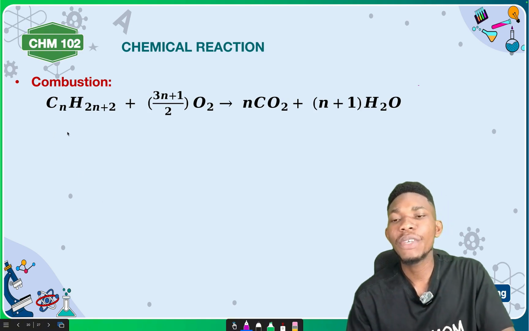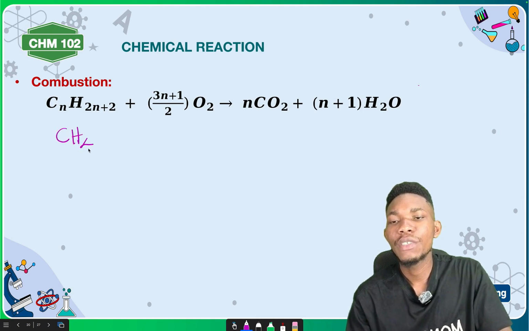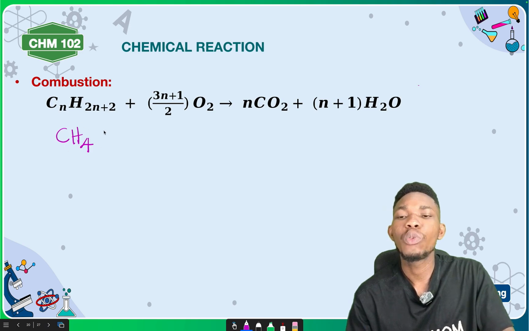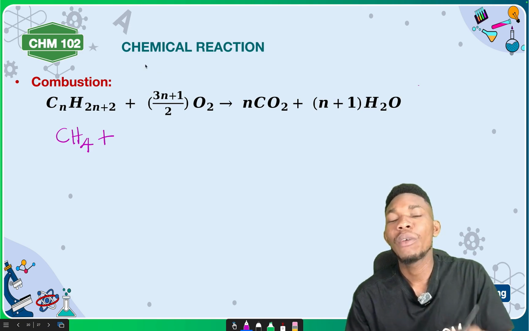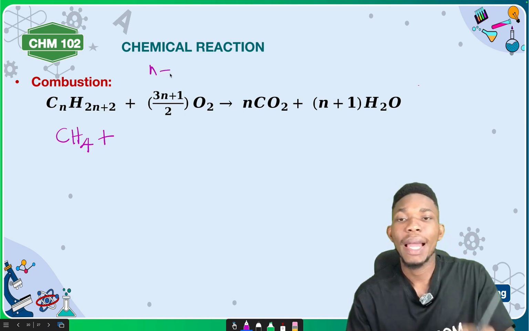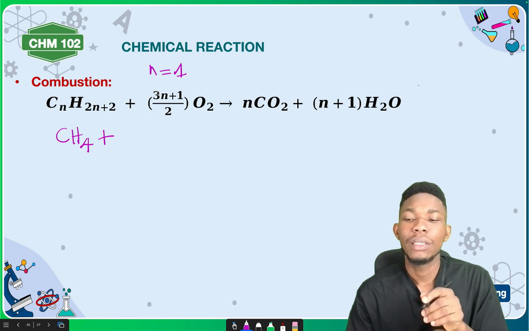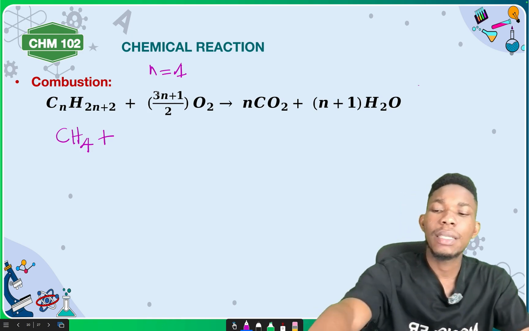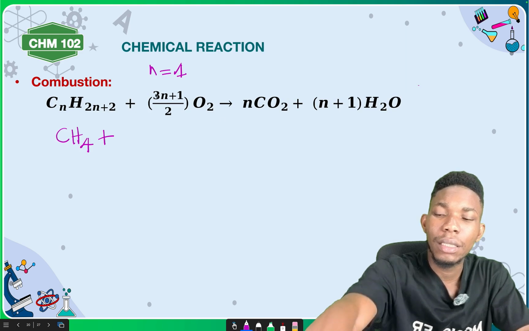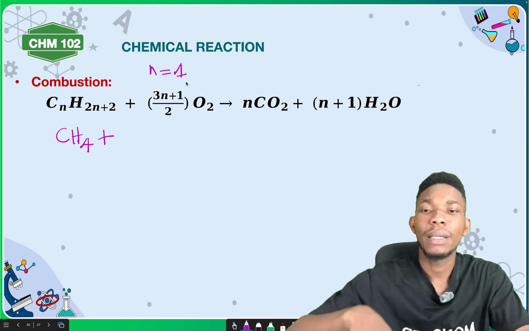of what? Carbon. So if it is something like methane, CH4, the number of carbon is 1. So we say CH4, that is for methane, because if you put 1 into this equation, it's going to give us CH4 plus, the number of carbon is how many? 1. That means our n is equal to 1. Is that okay? The number of carbon is 1. Our n is equal to 1.